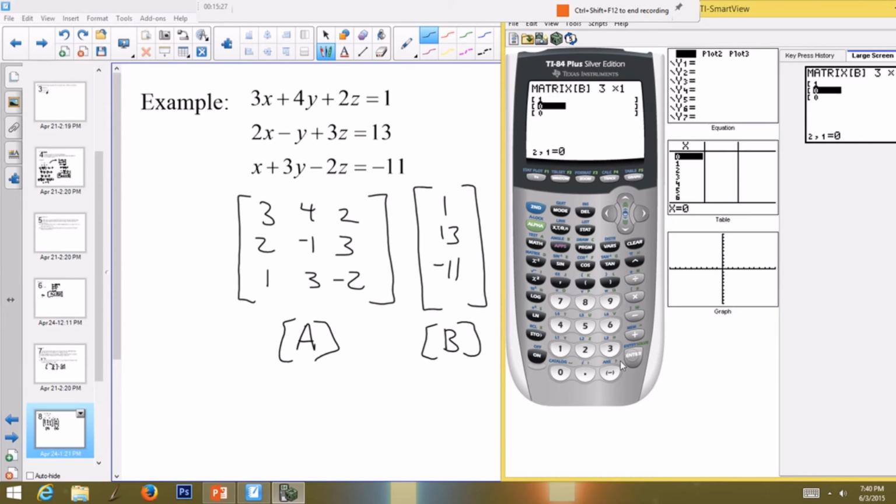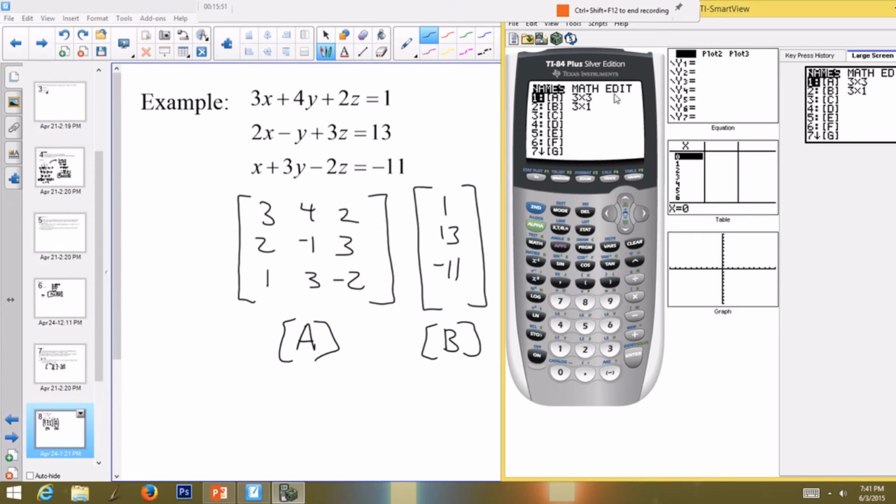So the first one is a 1, then a 13, and then a -11. Oops, too many. So let's try that again. -11. Hit enter. Delete. Enter. Okay. So we're going to quit out of that, and now we go second, matrix.